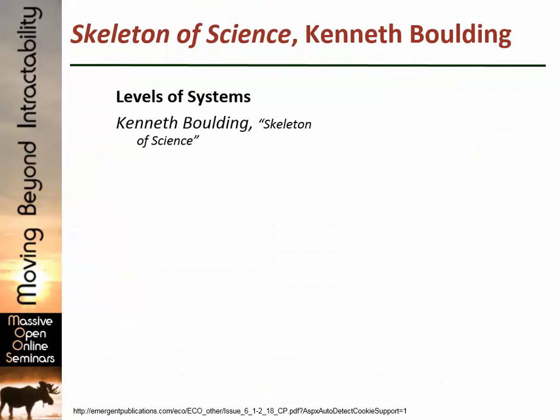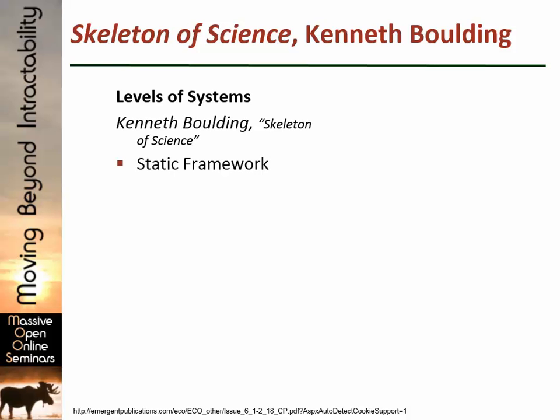So I thought a good place to start with this would be to go back to an old article that Kenneth Boulding wrote called The Skeleton of Science. And this was one of his most popular articles ever, which for all of the things that he wrote is actually quite an accomplishment. But what he did, and this came out of the early days of general systems theory, is he outlined a hierarchy of systems, each becoming increasingly complex at each level.